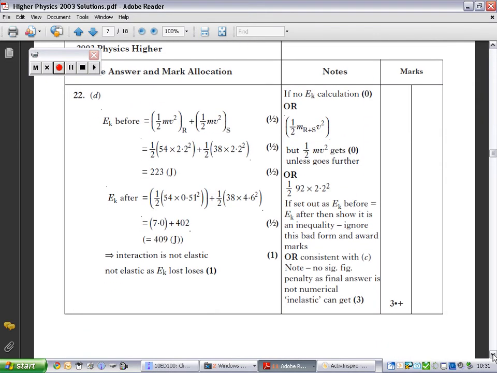Right, and then D, you're working out EK before, you're working out EK after, and if they're the same, then it's elastic. If they're not, then it's inelastic or not elastic. EK before gets you 1.5 marks, EK after gets you half a mark, and then to say it's not elastic gets you 1 mark. And then to say the interaction is not elastic, so it's 1, 2, 3 marks for that.